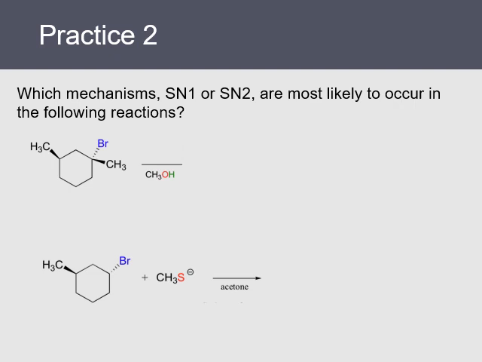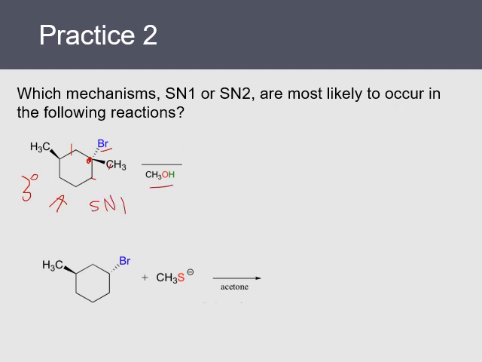More practice. Which mechanism, SN1 or SN2, is most likely to occur in the following reactions? So again, we need to identify the substrate. Is this substrate primary, secondary, or tertiary? So we look at the carbon connected to the halogen, and this carbon has 3 carbons, so it's a tertiary. And the tertiary is almost always SN1 reaction. So here already tells it's probably SN1.